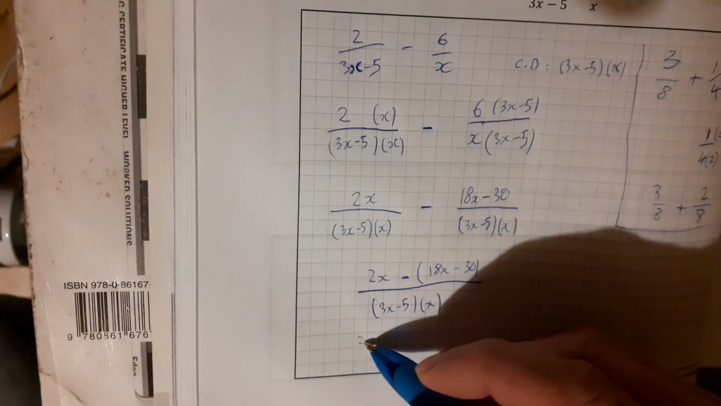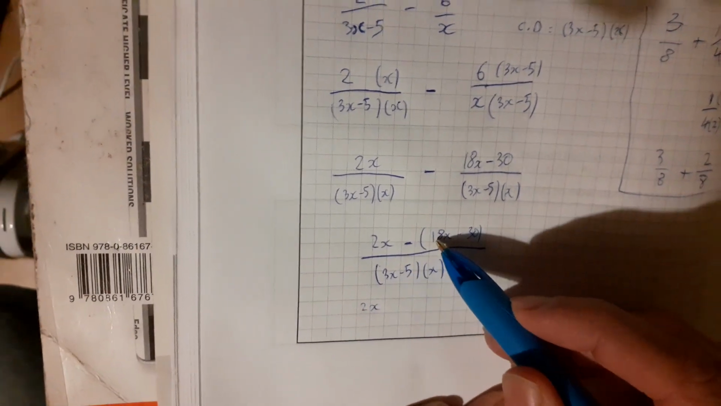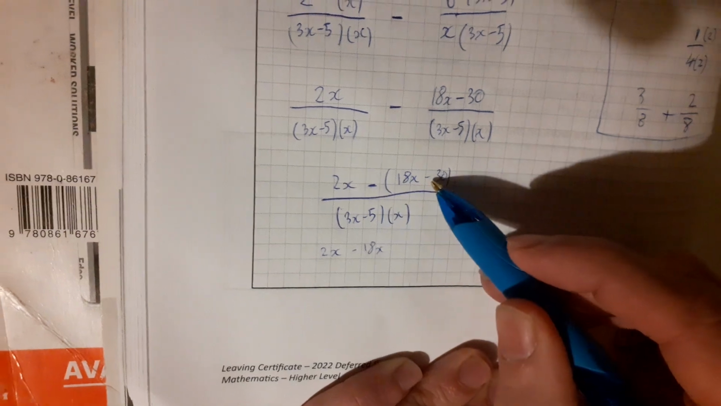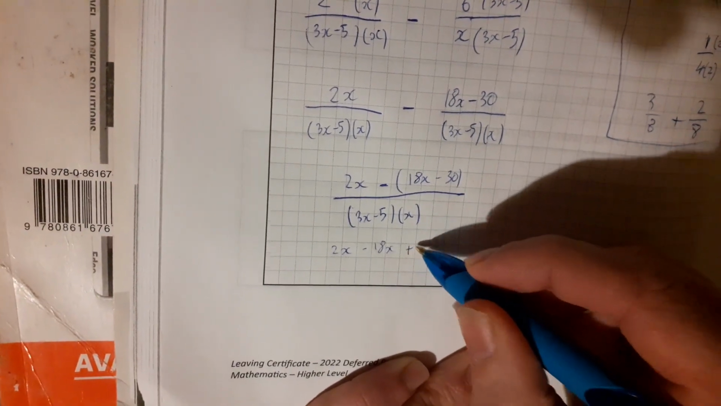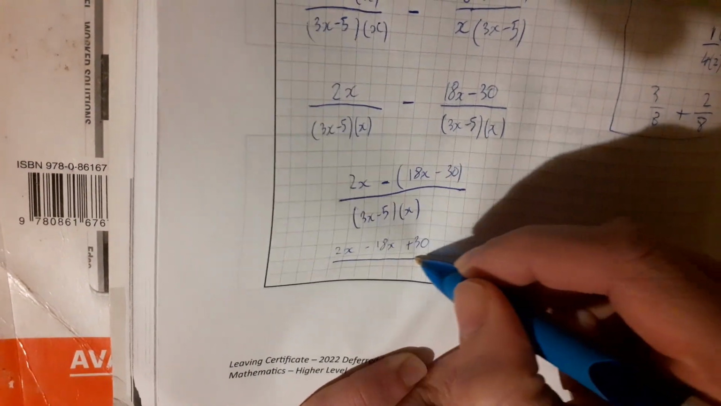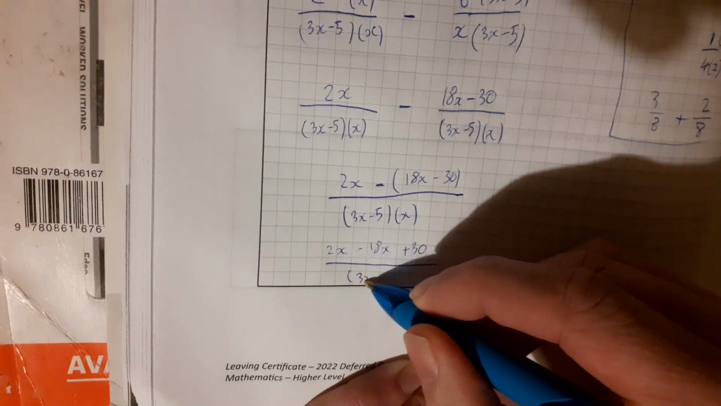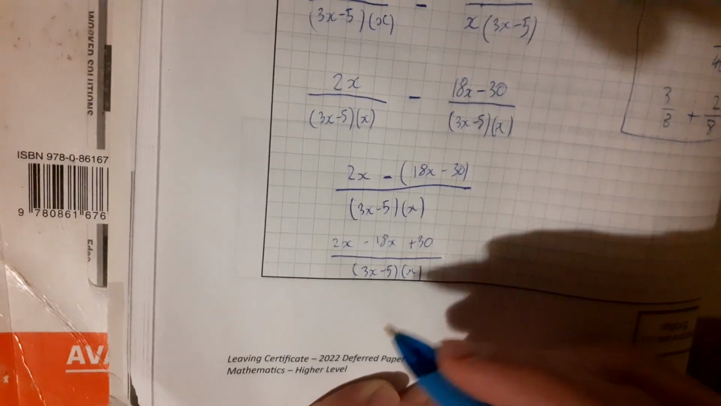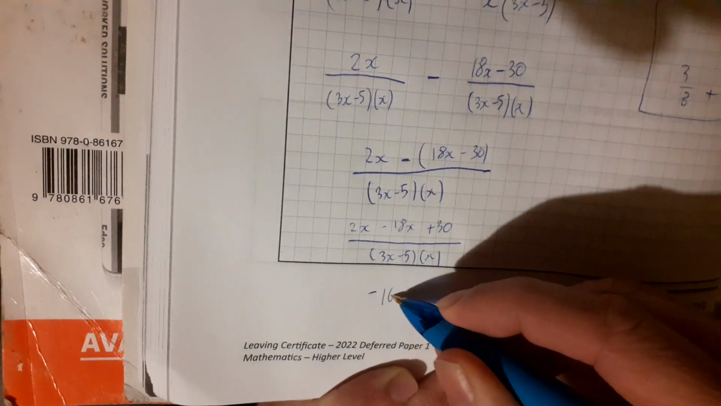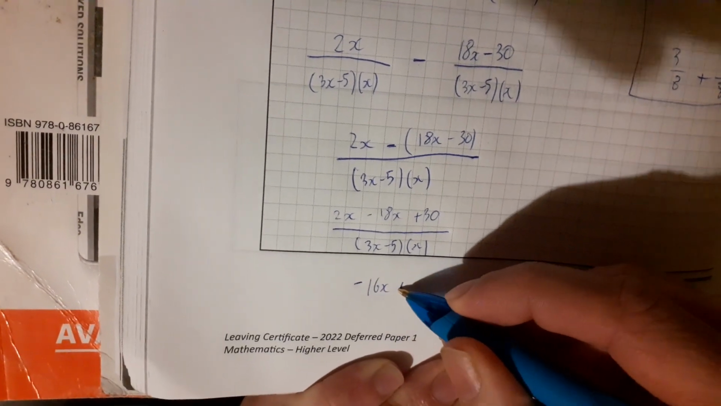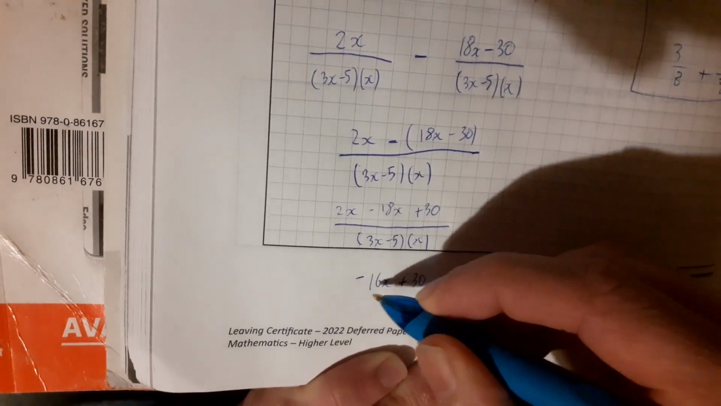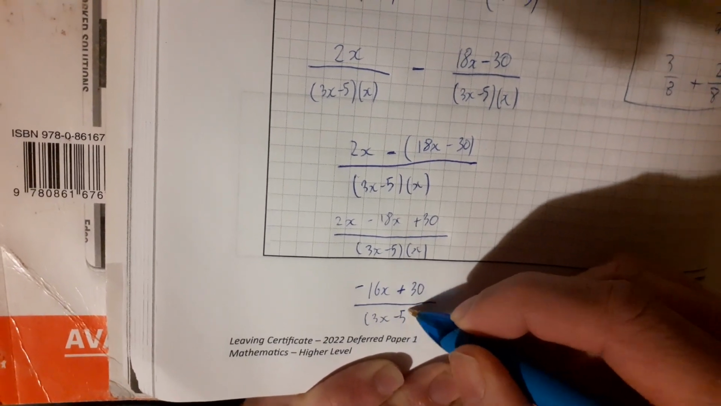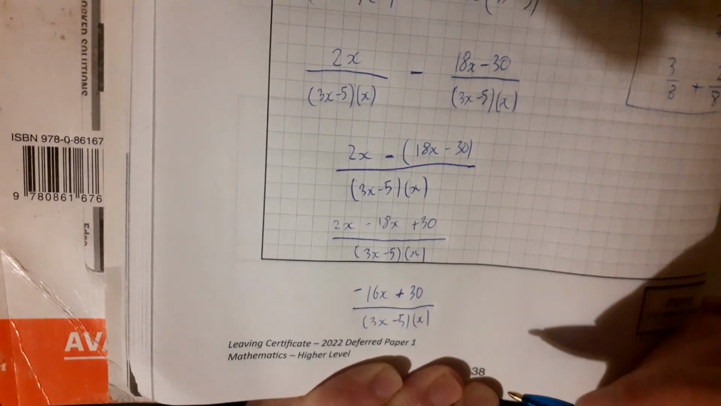Okay, next line, we still have the 2x. The minus 18x stays minus 18x. The minus 30 becomes plus 30. All over still 3x minus 5 times the x. Now again, 2x minus 18x is minus 16x plus 30 all over 3x minus 5 times the x.